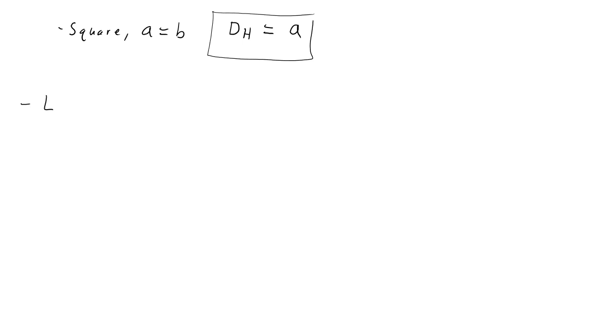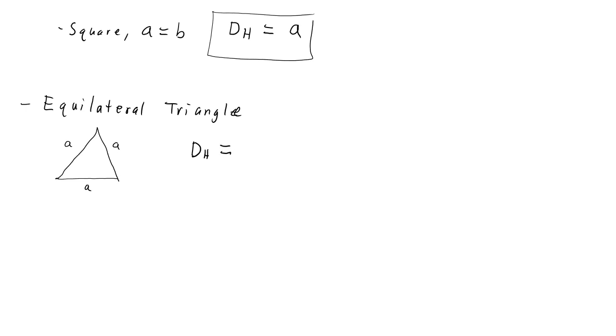Do one more example. If you have the equilateral triangle, and let's say each side has length A. If you remember, the area of an equilateral triangle in terms of its side is root 3 over 4 times A squared, and that's the area, divided by the perimeter, which is just 3 times A. So in other words, it's going to simplify and you get that D_H is equal to root 3 times A.